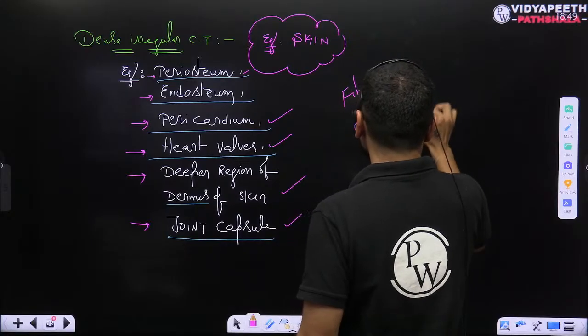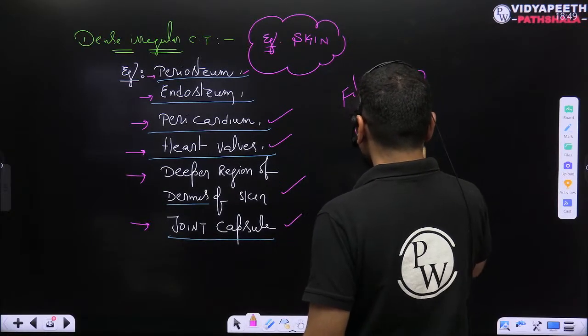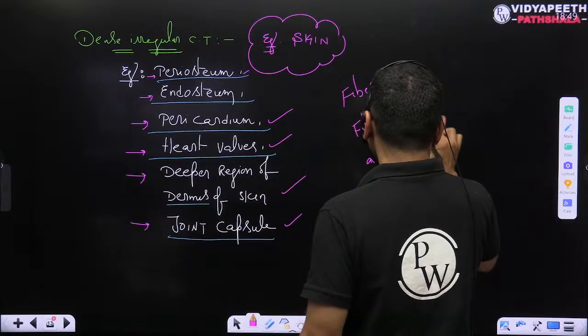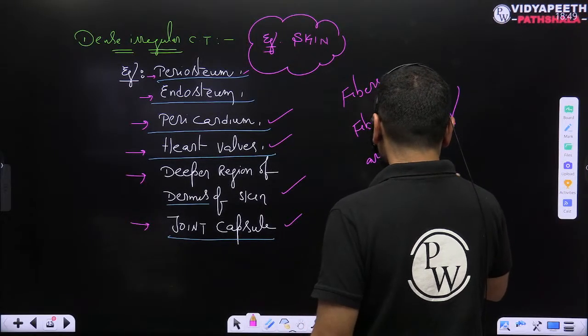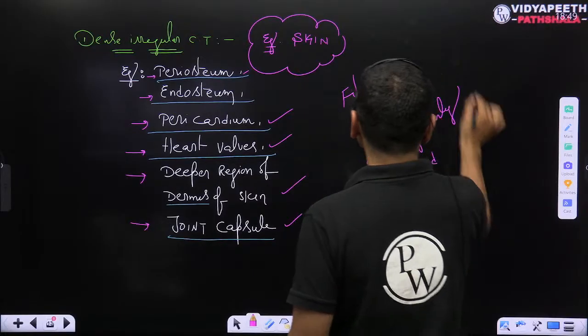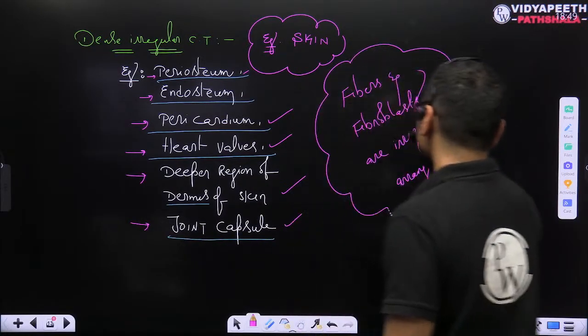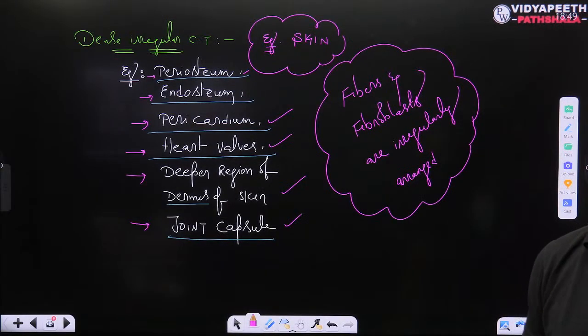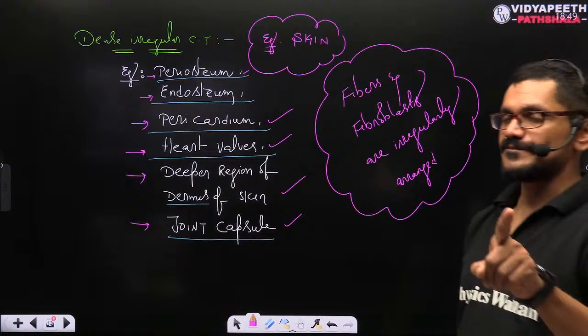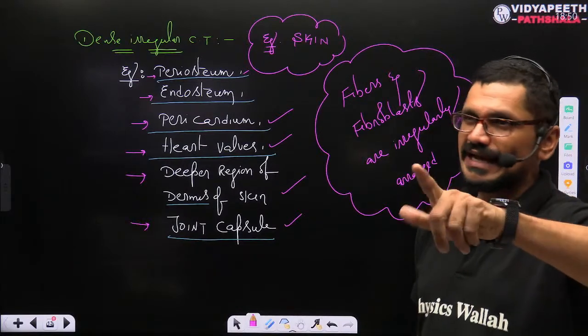Fibers and fibroblasts are irregularly arranged. So the name itself indicates here they are irregular. That is the reason why this tissue is called dense irregular connective tissue. That ends the matter. And now we have finished dense irregular.